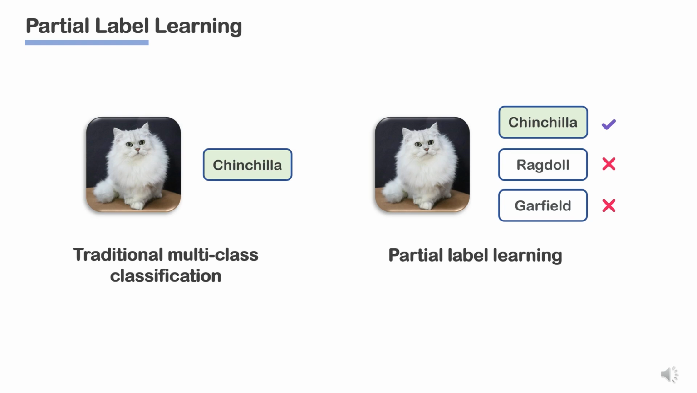Partial label learning is a significant weakly supervised learning framework, where each training example corresponds to a set of candidate labels among which only one is the ground truth label. Previous partial label learning research typically assumes that the candidate label sets are given for all training examples.